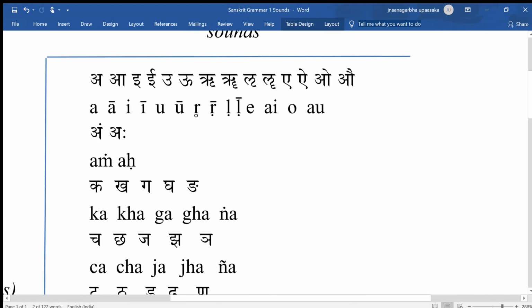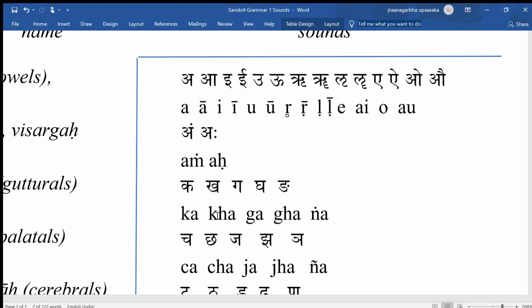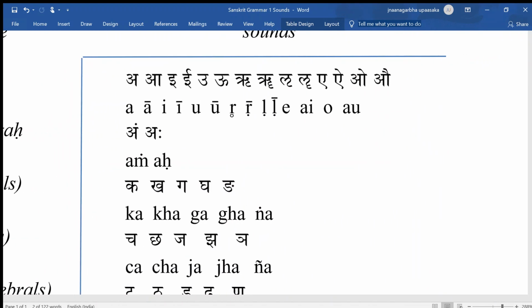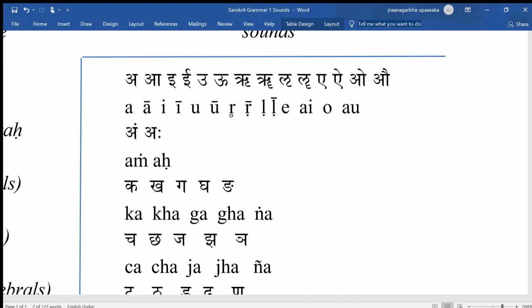The sounds are organized according to certain features of their pronunciation. So the first row here is the vowels, called swaraha in Sanskrit, and here we use our voice and we don't stop it. The vowels have two main lengths, short and long, so a versus a, and also the a is pronounced more closed, a is pronounced more open.